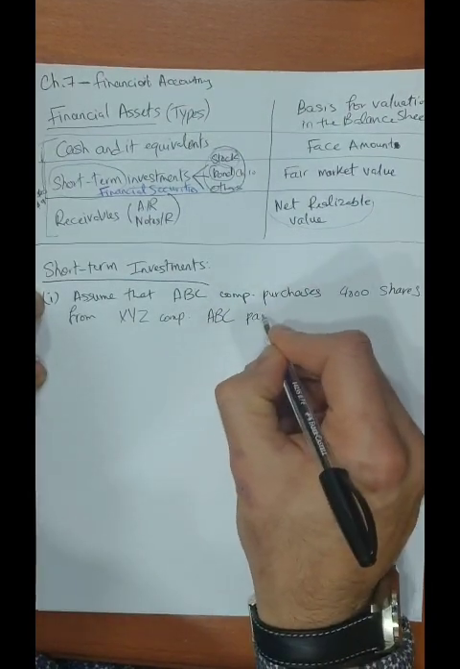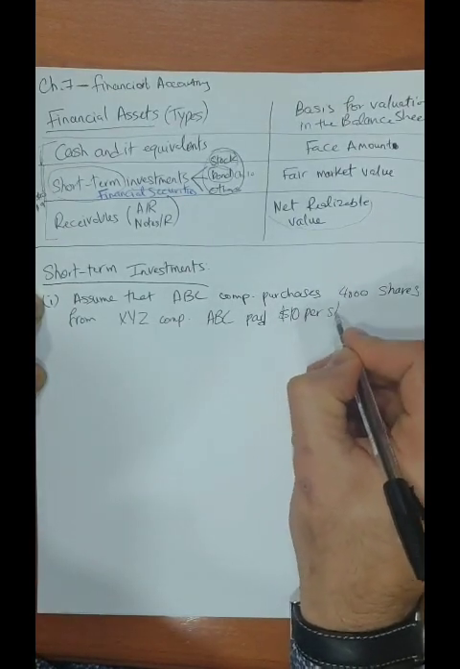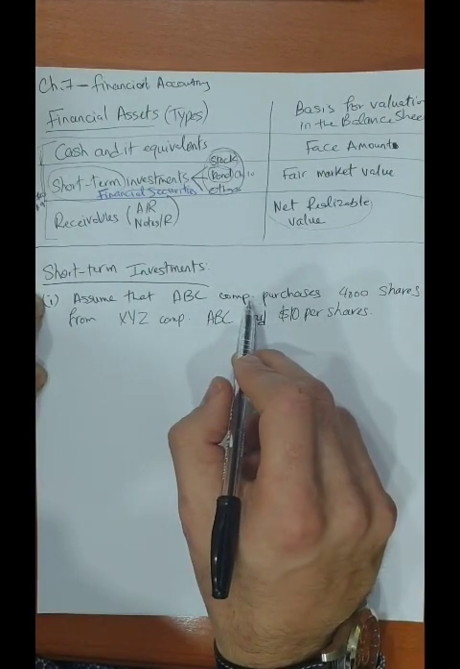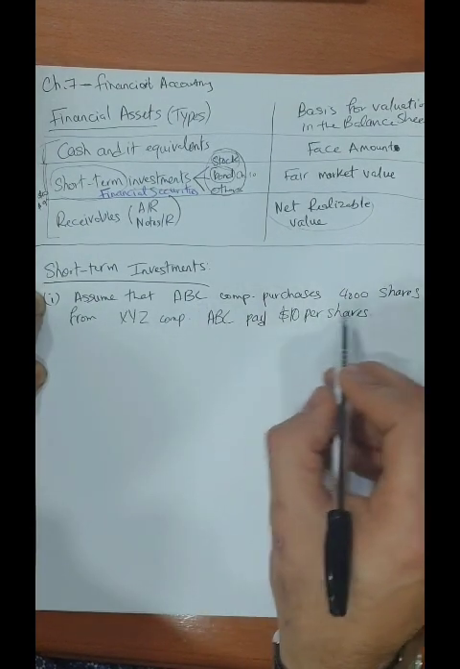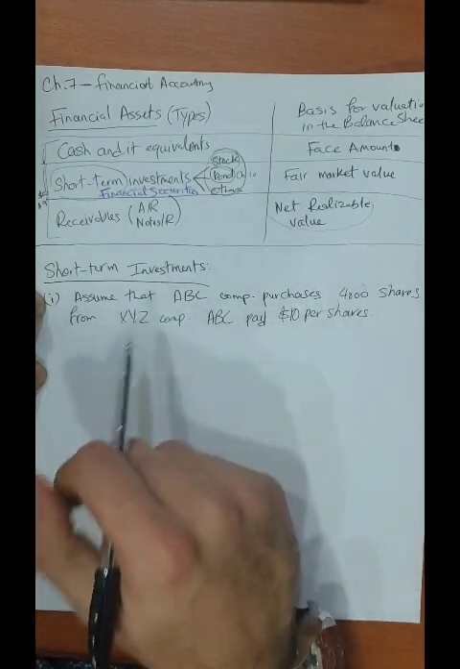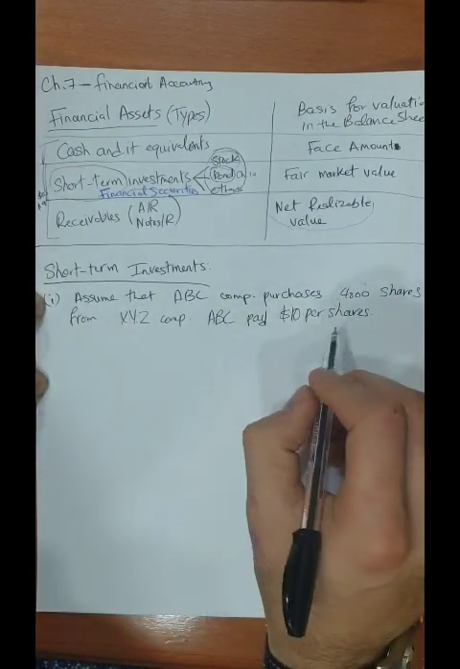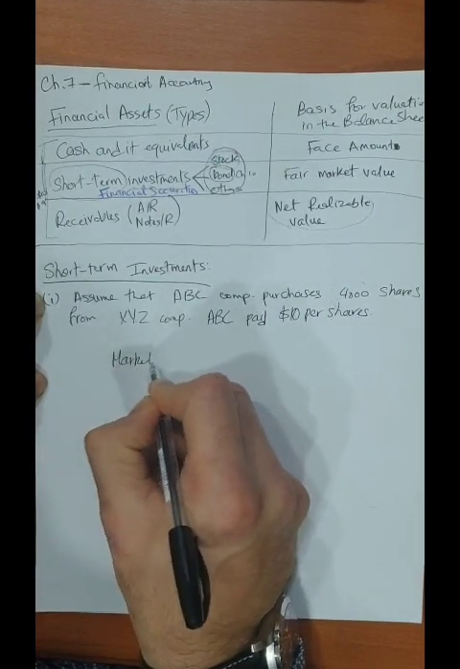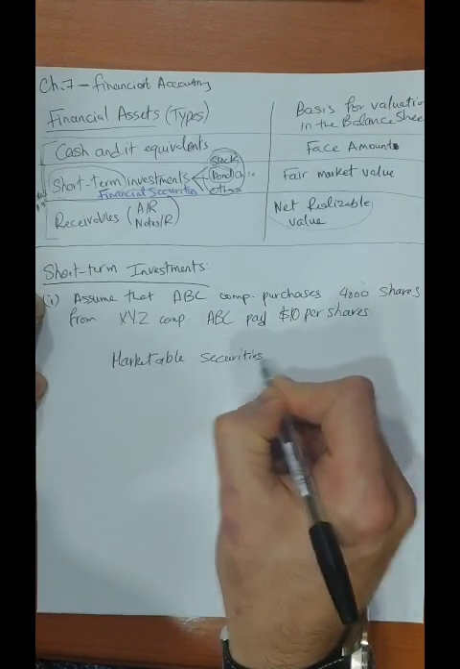ABC paid $10 per share. So usually what happens, a representative from ABC goes to the stock market and asks the broker for 4,000 shares for this company. They pay them in cash and get the shares. Okay, they paid $10 per one share. So the accounting record in this case is marketable securities, which is the asset in this case.